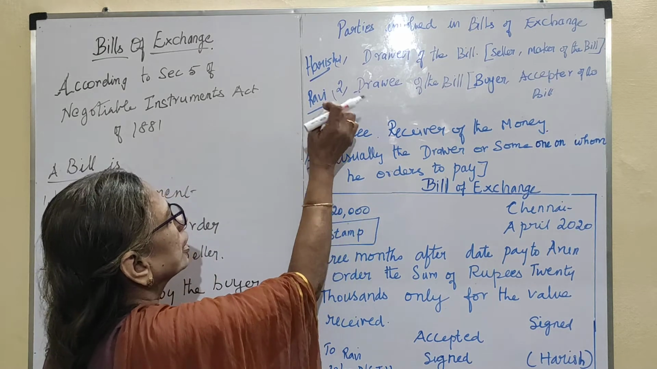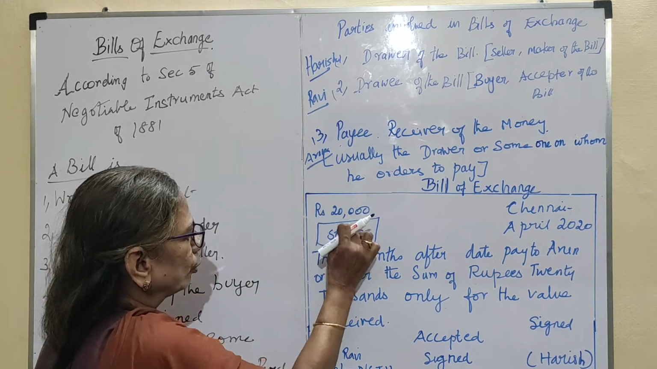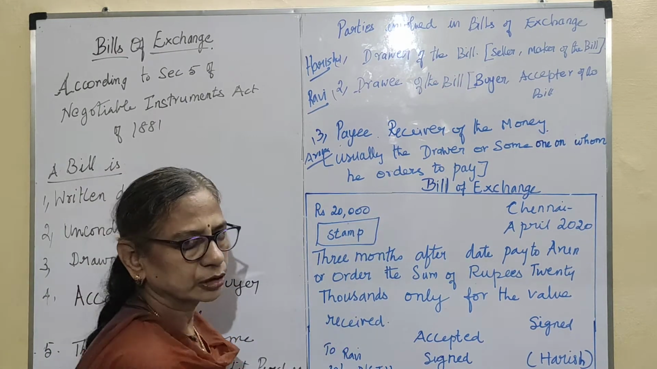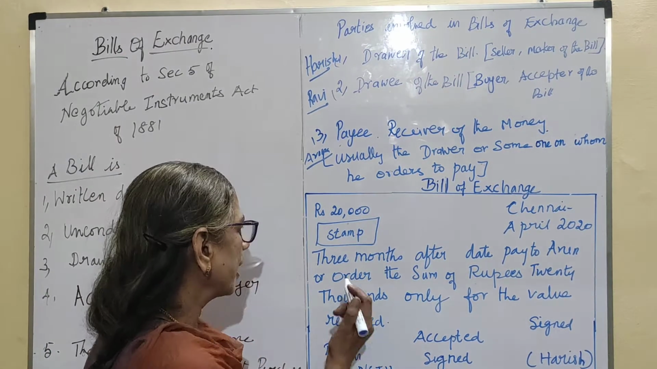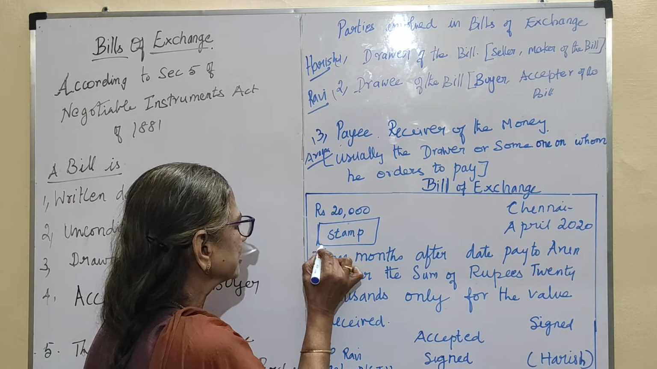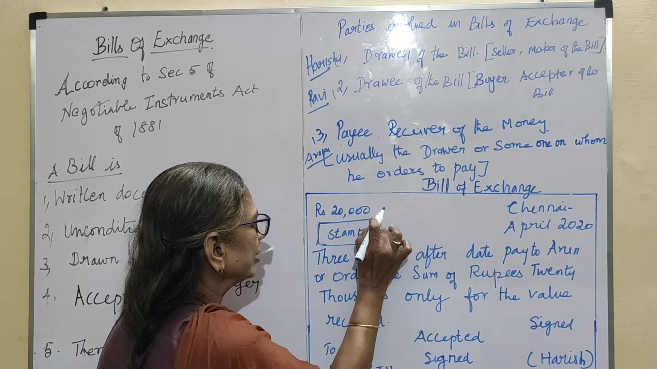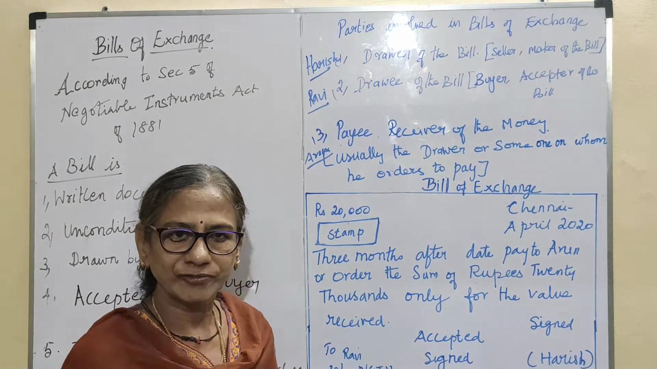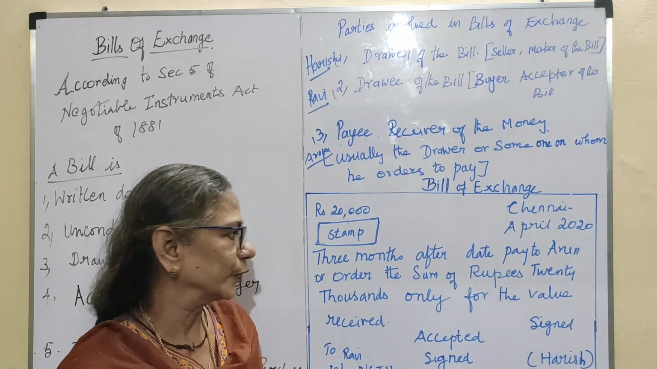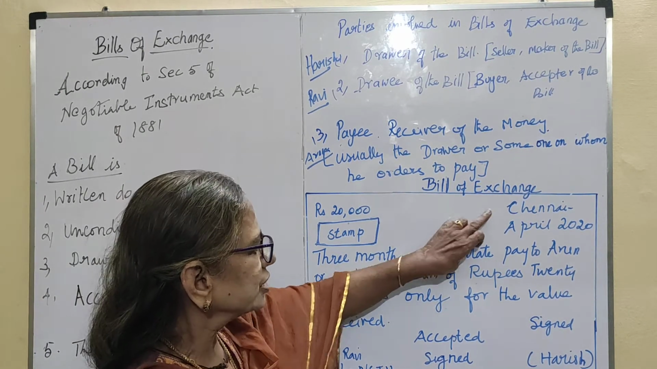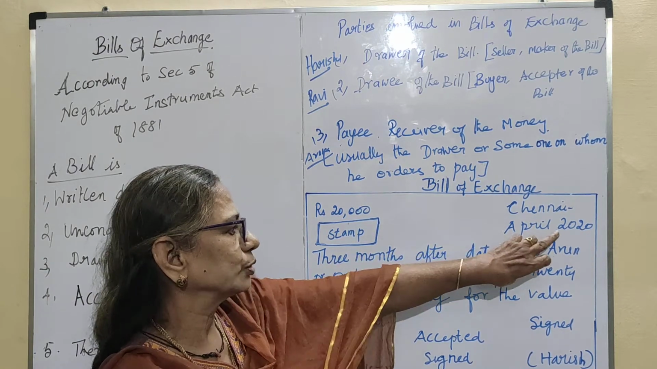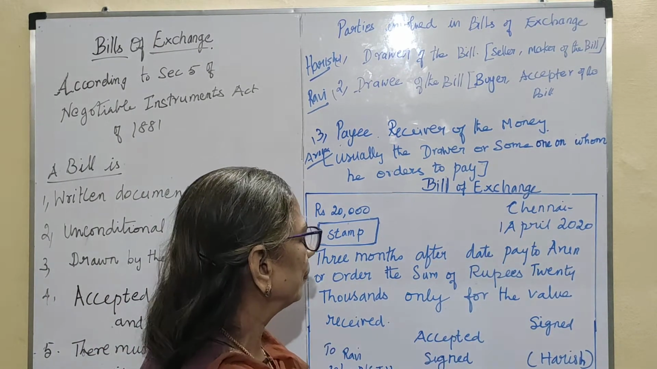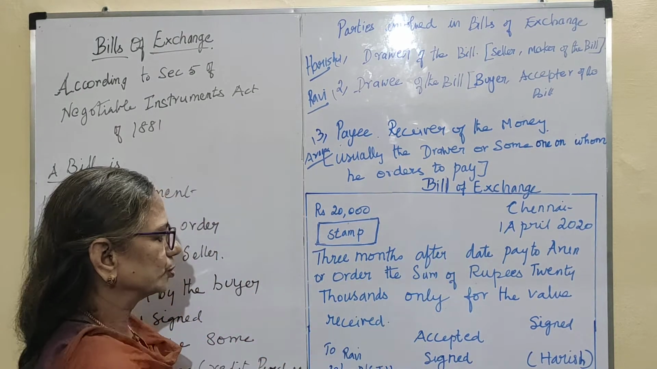Ravi buys goods for rupees 20,000. That is the bill of exchange. This rupees 20,000 is the value of the goods he purchased. Now this is the stamp. Why is there a stamp? When a law is in force, there must be a stamp. Legal action will be taken in case of failure. So the stamp is there. Chennai, April 1st, 2020.